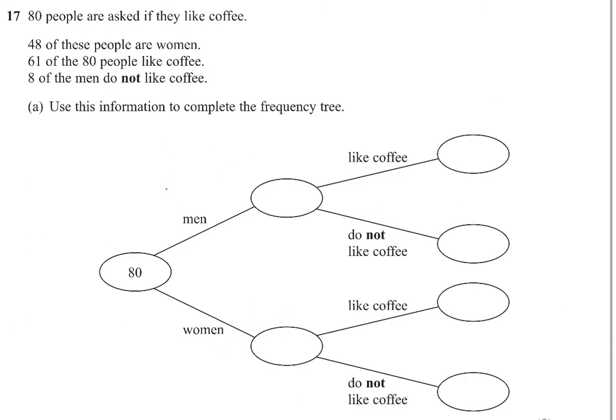Right, 80 people are asked if they like coffee. 48 of these people are women. 61 of the 80 people like coffee. 8 of the men do not like coffee. So we've got everything we need here to complete the tree.